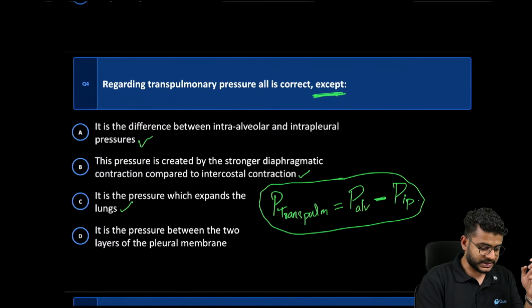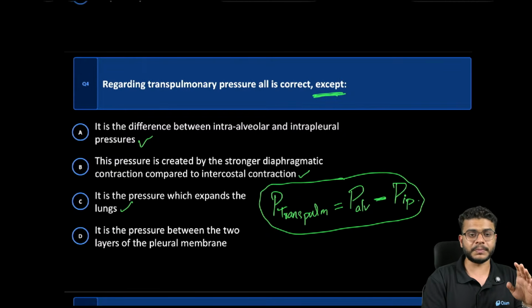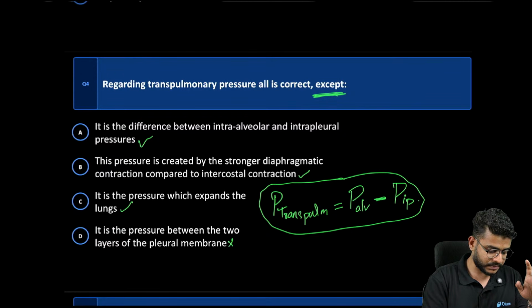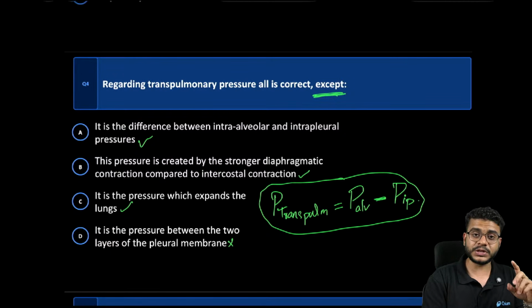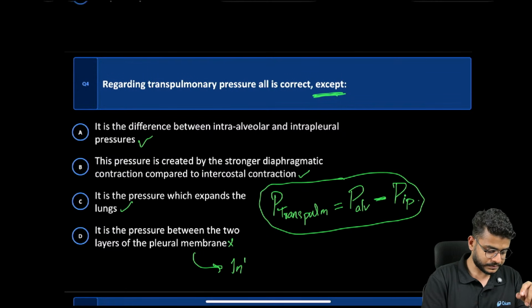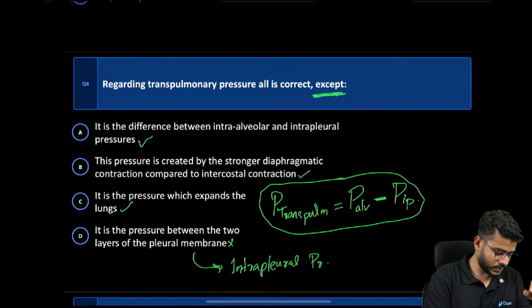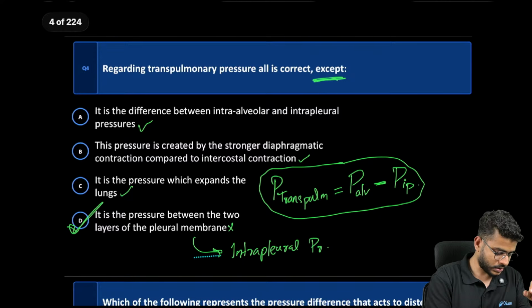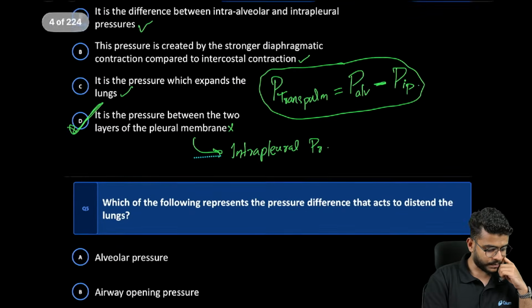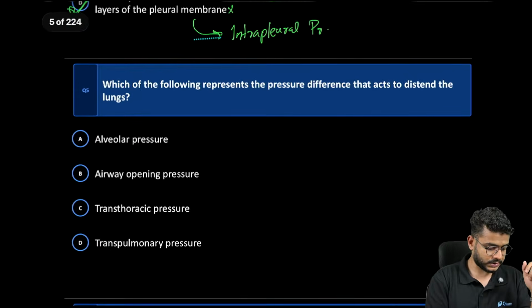It is the pressure between two layers of pleural membrane. No, this is a wrong statement. Okay, the pressure between the two layers of pleural membrane is what? Intrapleural pressure. Okay, so this is the wrong statement. Okay, let's go to the next question.